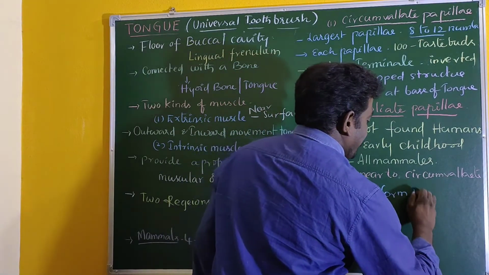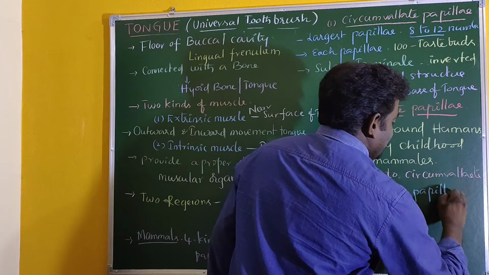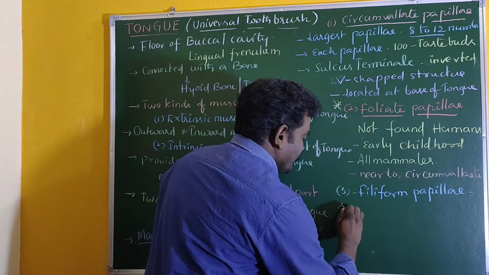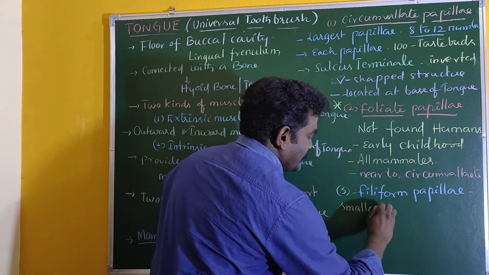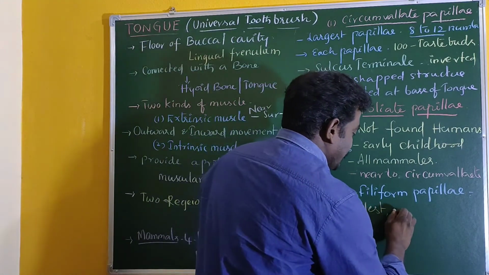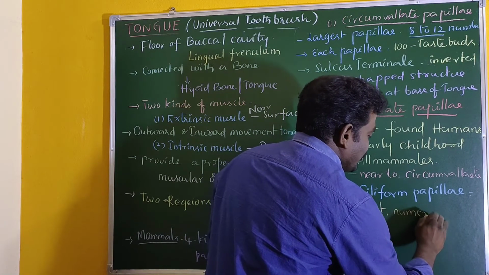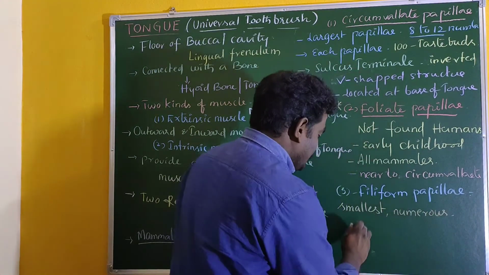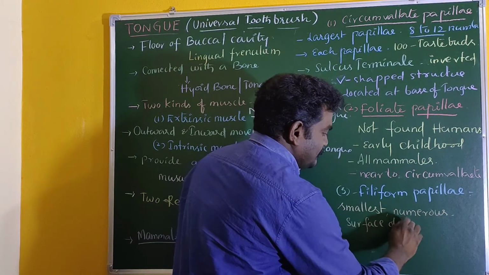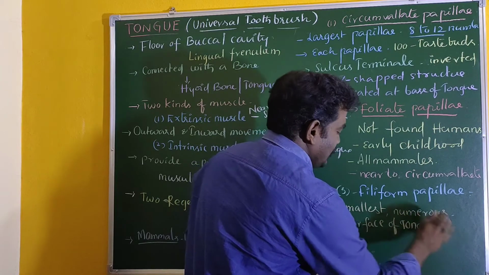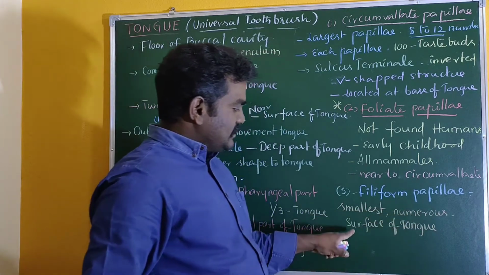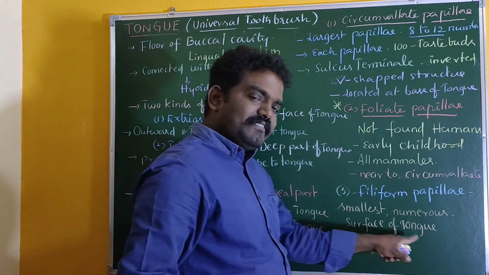Filiform papillae. These filiform papillae are the smallest papillae, and their number is numerous, and their location is the surface of the tongue. So these are the smallest papillae. Their number is numerous. They are located at the surface of the tongue.